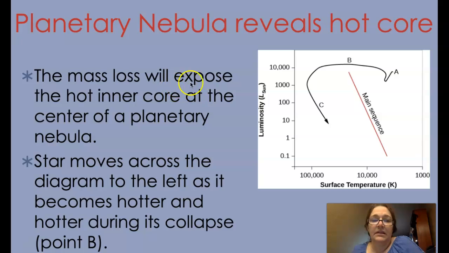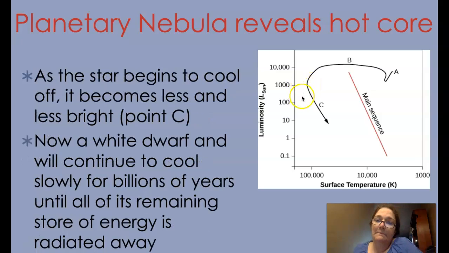So the mass loss exposes the inner hot core. The star moves across the diagram because it's getting hotter and hotter during the collapse, and then cools down, and it will cool off for millions or billions of years depending upon the size of the white dwarf star, the mass of the white dwarf star. There we go.